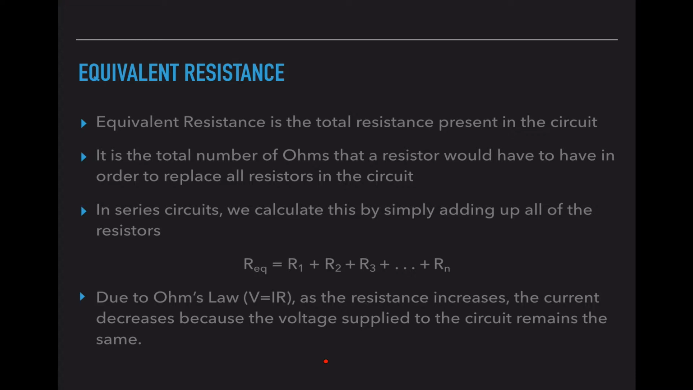Due to Ohm's law, which is V equals I times R, as the resistance increases, the current must decrease. Since the voltage is staying the same, we're providing the electrons with the same amount of energy. If they have to drop off that energy at multiple locations, they're going to be traveling at a much slower rate. Okay? And we're going to look at this in the next slide.